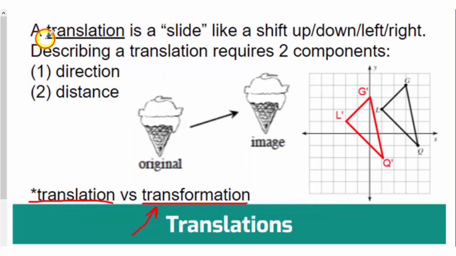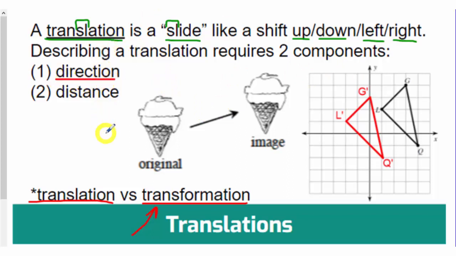All right, so a translation is a slide. This is a very common type of movement in real life as well. You can remember that translation means a slide because the first two letters of slide show up in the word translation. And what it means is it's when you shift a shape or an object up, down, left, right, or a combination of those. And to be able to do a translation, there are two things you need to know. Okay, there are two components to be able to do a translation.